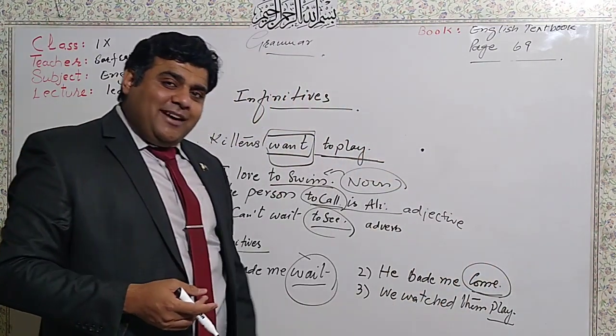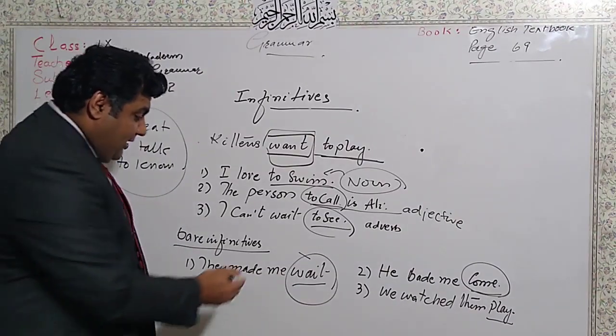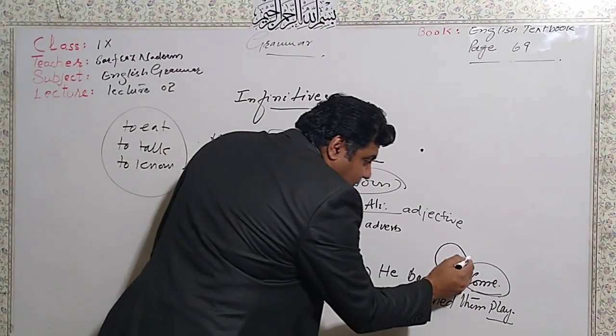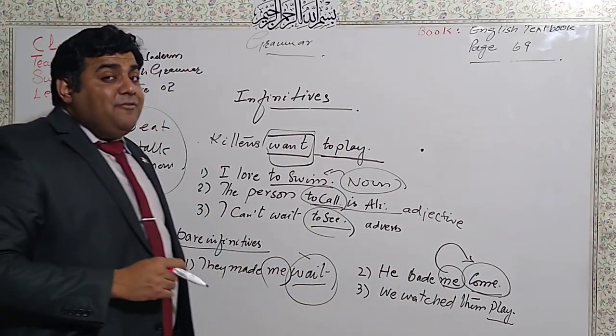It comes after the object. Me is object. Here me is also object. And then after the object, the verb is coming. That is called an infinitive.